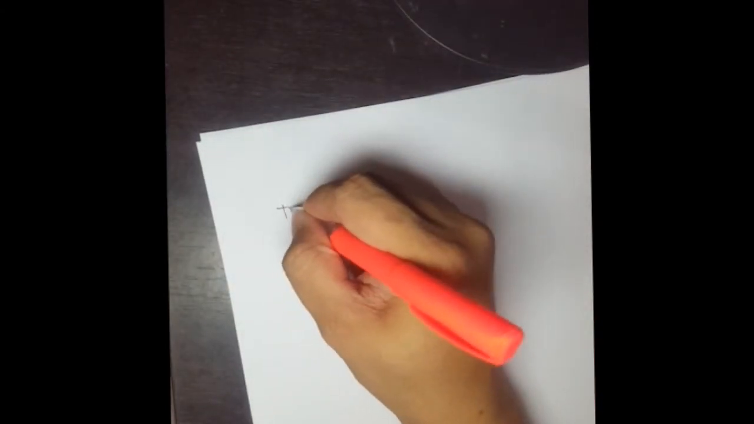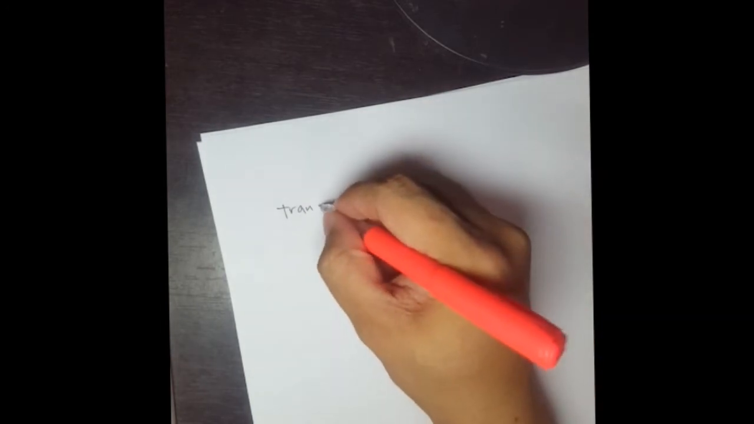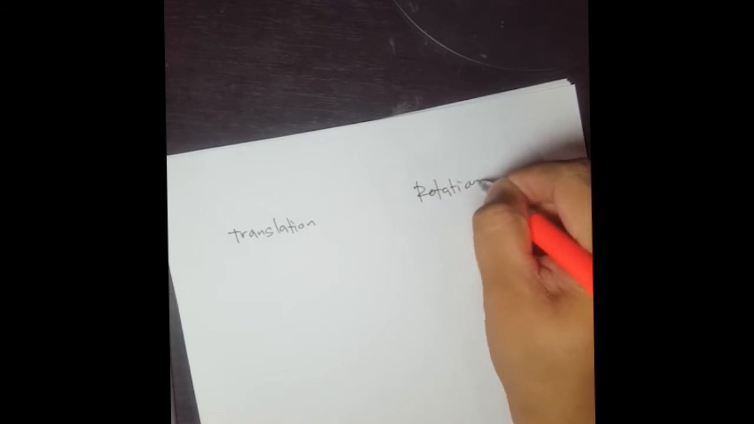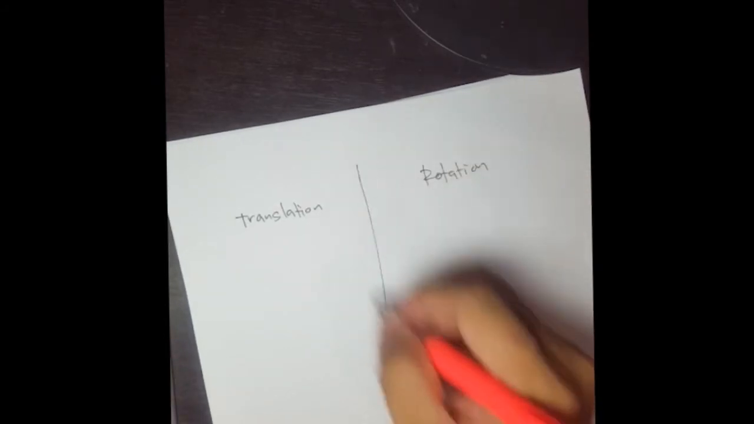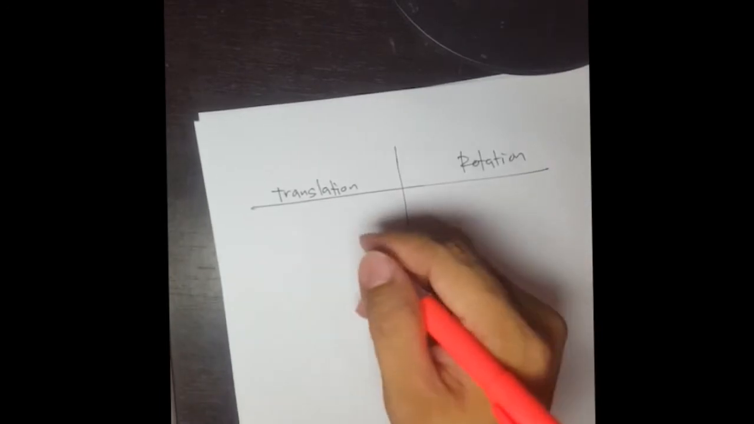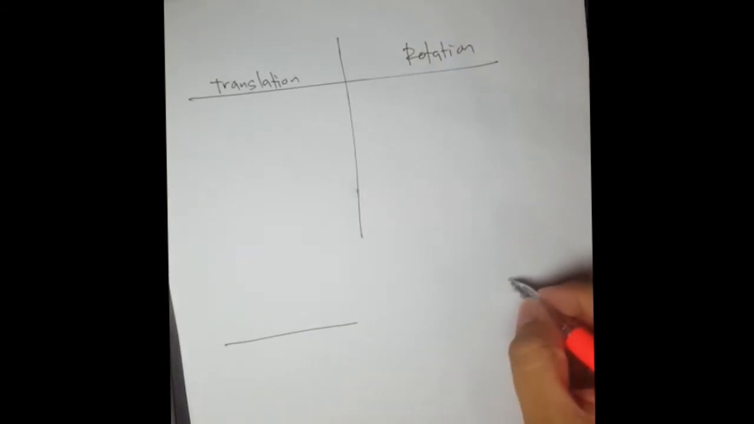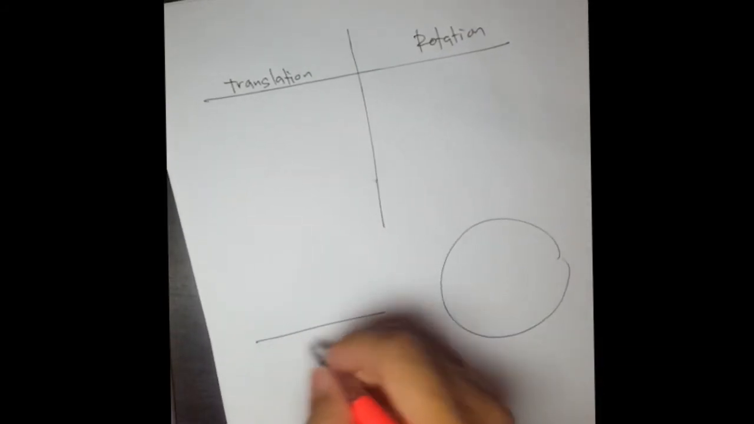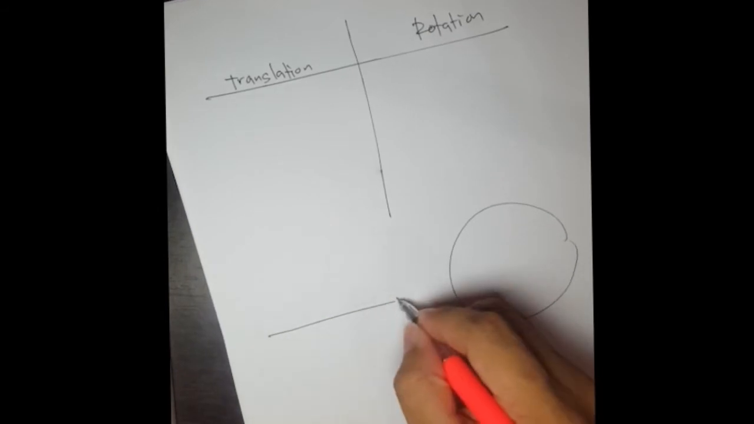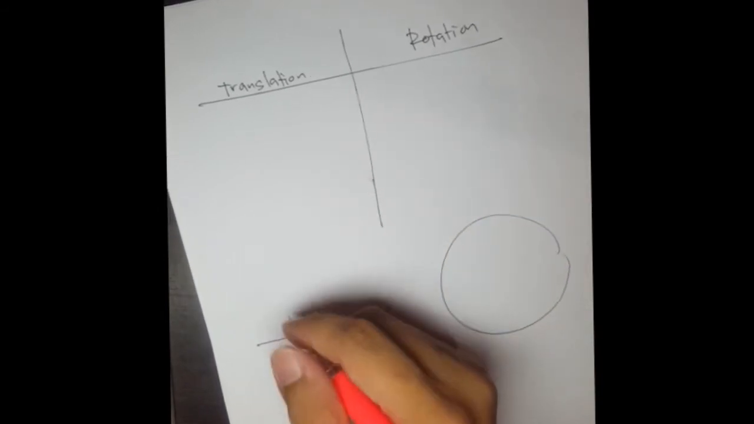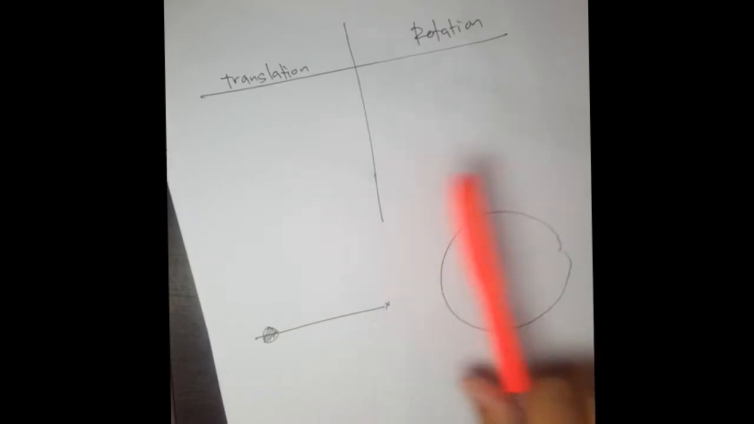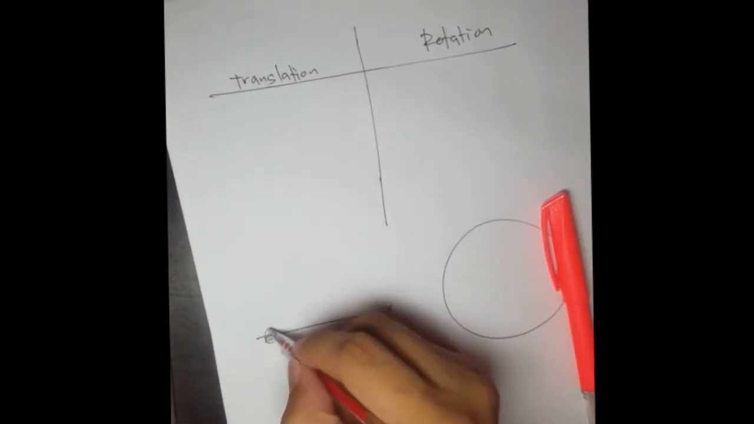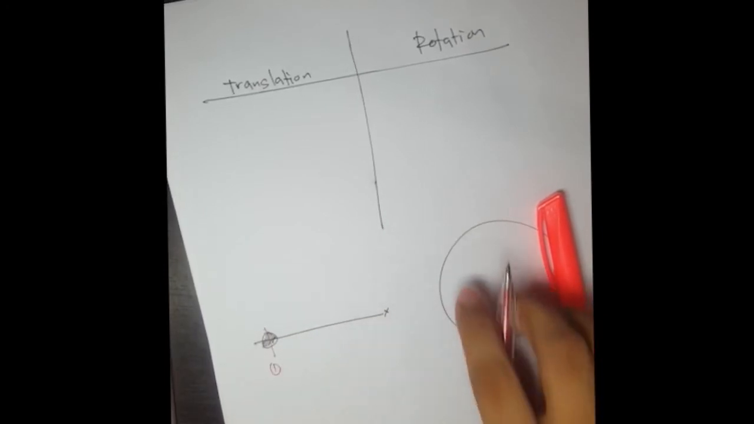Okay, so as I've said, they're essentially the same, right? So translation, and then this one, the rotation. So let's have a table. I'll try to draw a diagram here. Right, so this is the path, and this is the object. Let's say this is point 1. So after some time, it moves here.